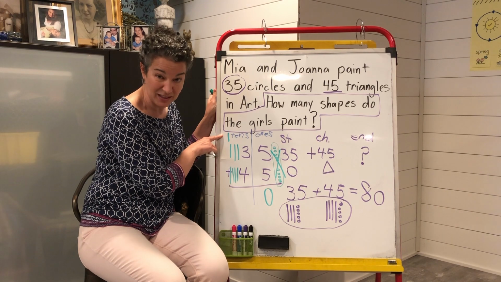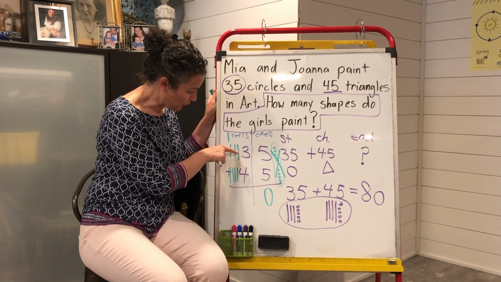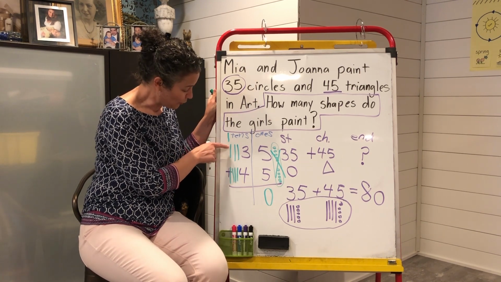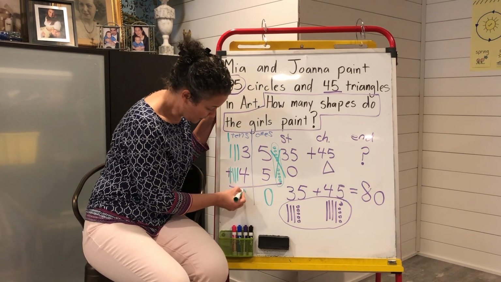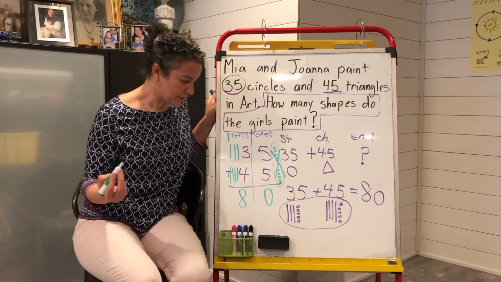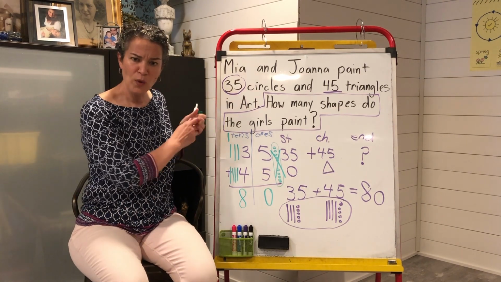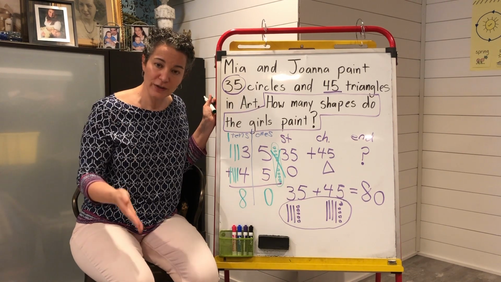Now we've got to count up by 10s. You ready? I'm glad you're ready. Here we go. 10, 20, 30, 40, 50, 60, 70, 80. Let's do it again. 10, 20, 30, 40, 50, 60, 70, 80. So my friends, what is the sum of 35 plus 45? Yeah, it's 80. We did it twice. We did it horizontally first, and then you proved it vertically.